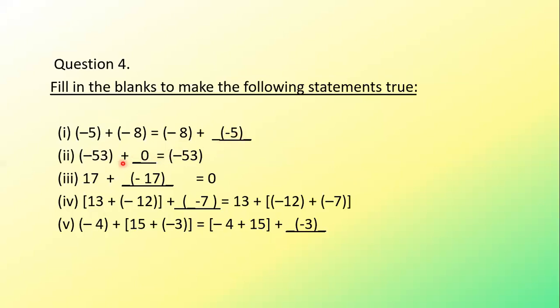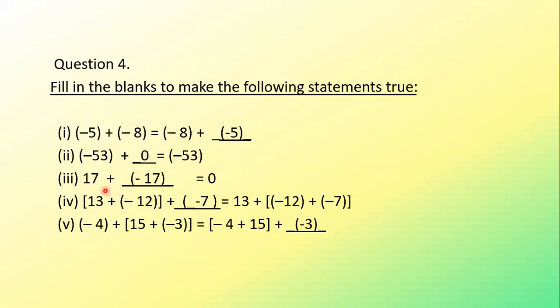Second question, minus 53 plus which integer will give the same integer as the answer? That is, we have to add the additive identity. What is additive identity? 0. 0 is called the additive identity. If we add 0 to any integer, the answer will be the same integer only. So here we have to add 0, which is the additive identity.